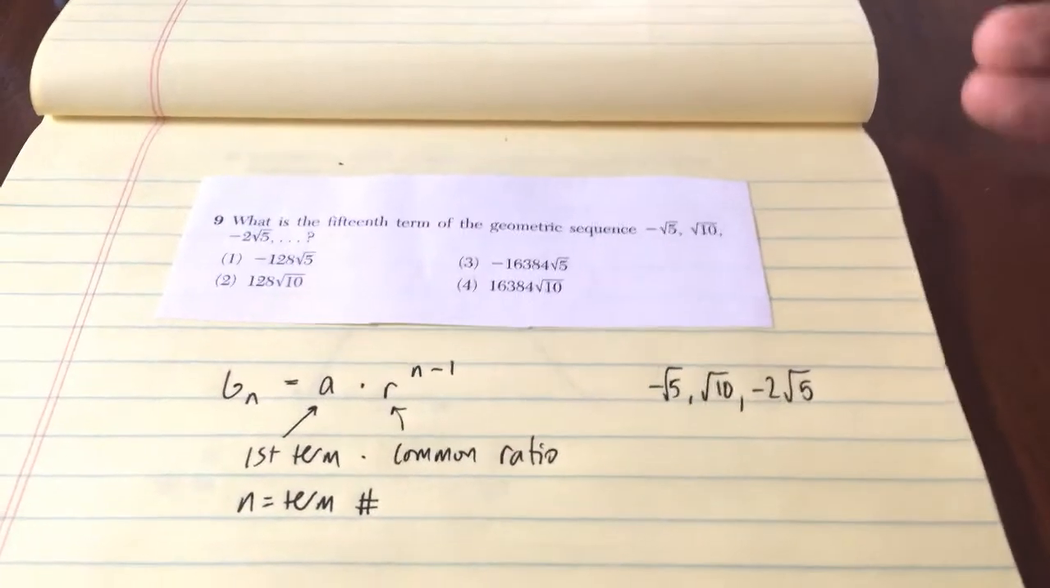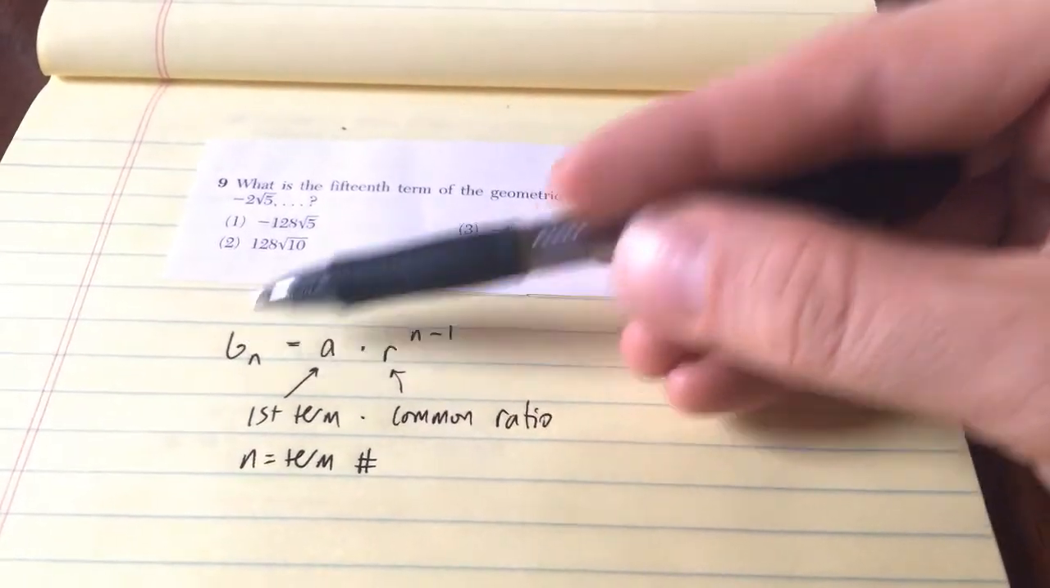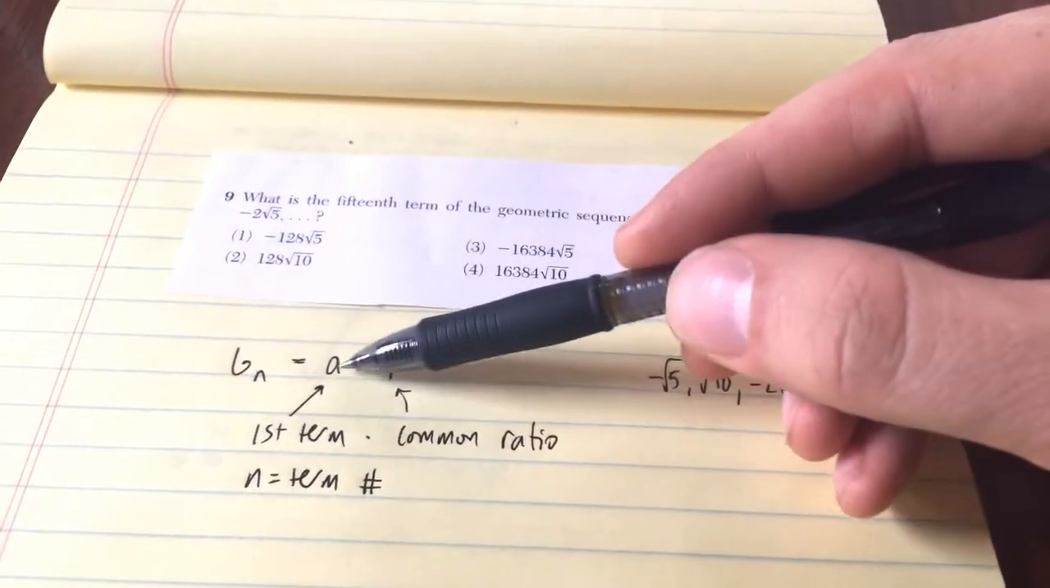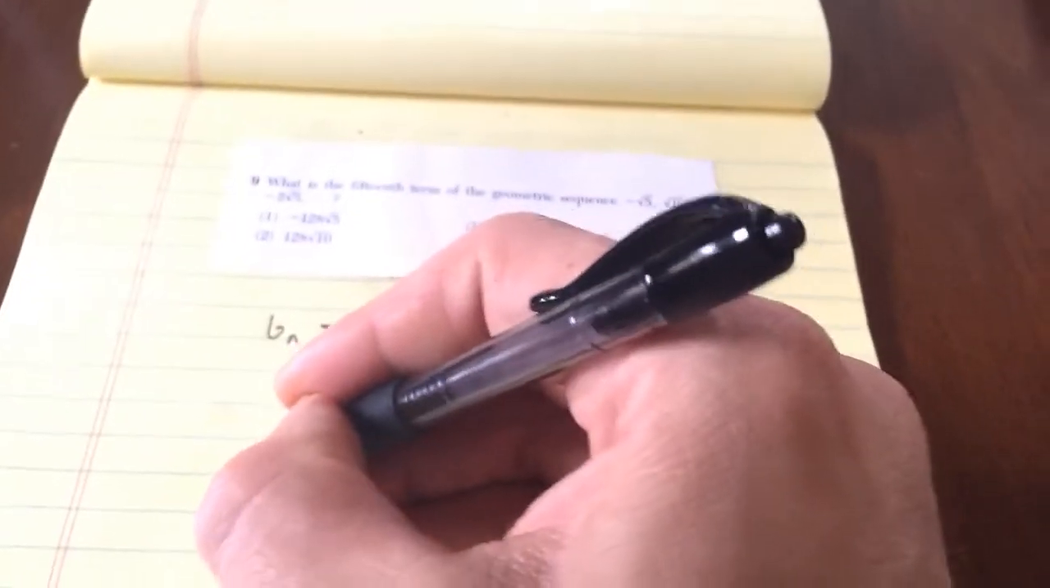In number 9, they asked for the 15th term of the following sequence. I know it's a geometric sequence. I use a G there. The nth term is going to be the first term times the common ratio to the n minus 1. So for us, this is going to be, oops, that's a G, not a 6.